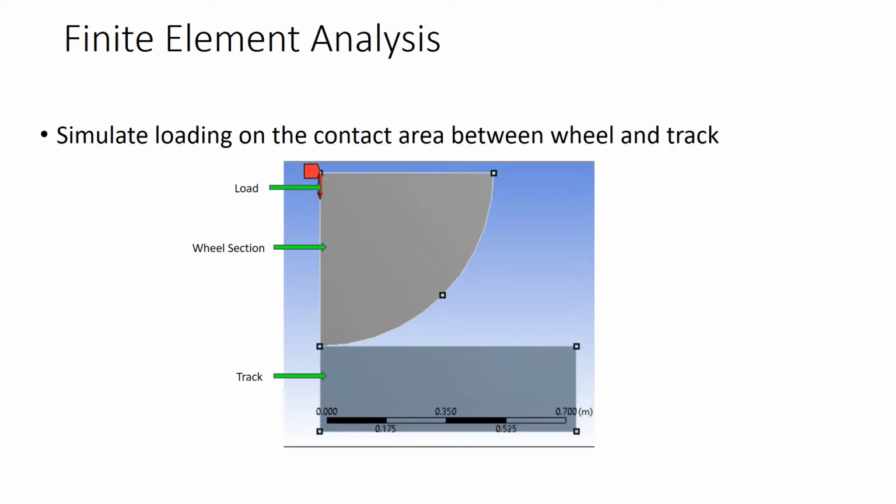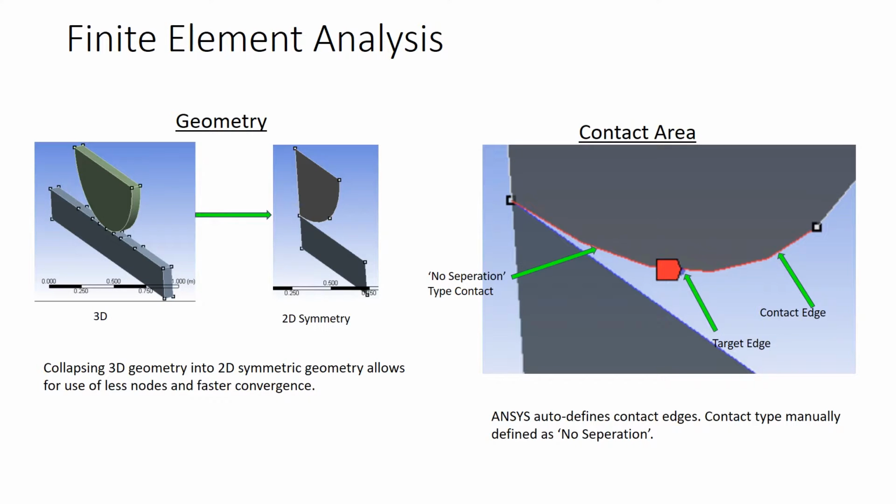With the theoretical stress distribution found, it is now necessary to use finite element analysis to simulate this loading condition and validate these results. In finite element analysis, this problem can be simplified by collapsing the 3D geometry into a two-dimensional problem, utilizing symmetry across the vertical axis. On top of this, only the bottom half of the wheel needs to be modeled, as the top half of the wheel is not of interest to this problem.